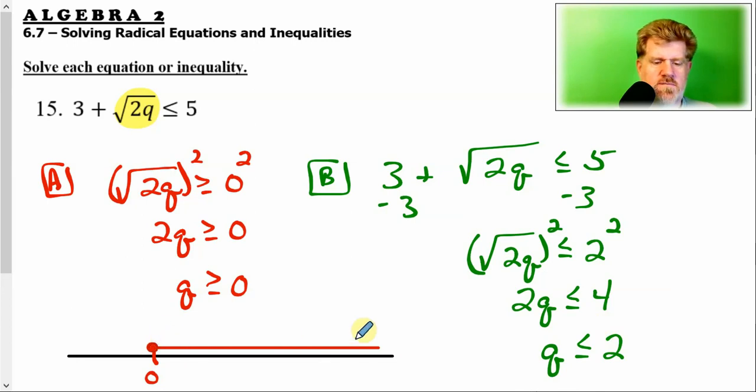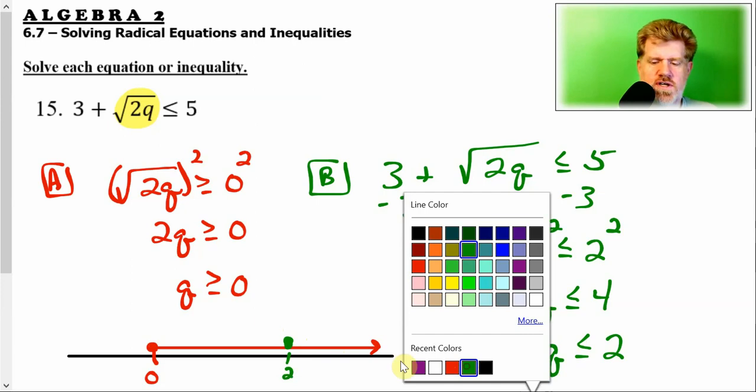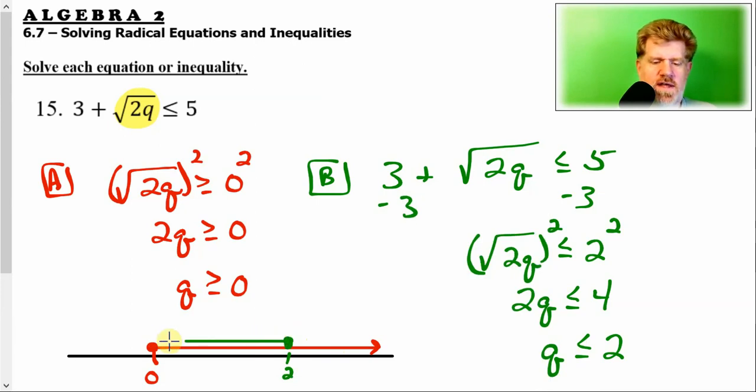All right. My second answer was 2. Now I know that's a solid dot because it's also less than, but it has to be less than 2. So what direction would that line go? Well, that line would go this way forever.